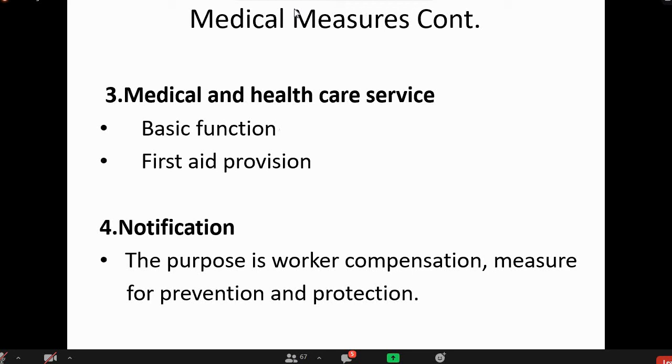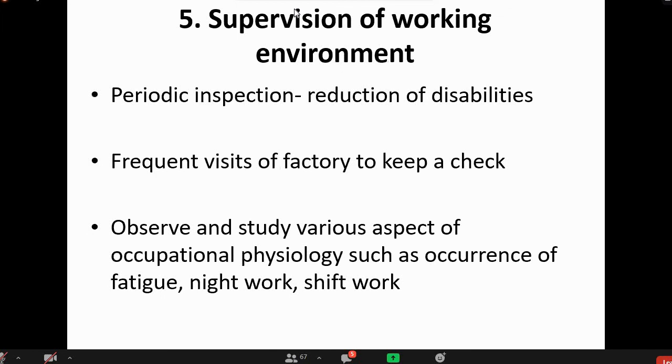Then we have medical and healthcare services being provided by the organization, which of course provides first aid and basic functions. If there is any issue or for compensation, notification should be made. For example, a person who is not well and cannot come should inform his heads, so that they can provide unpaid or paid leaves or something like that. Unless you notify them, it cannot be done.